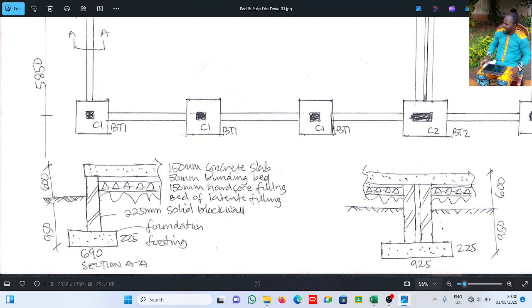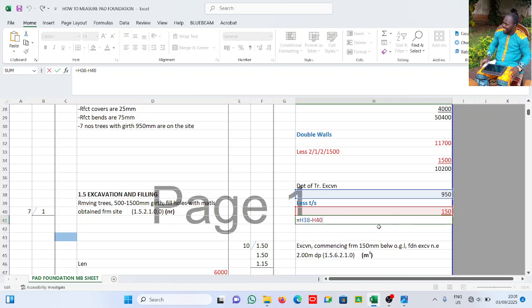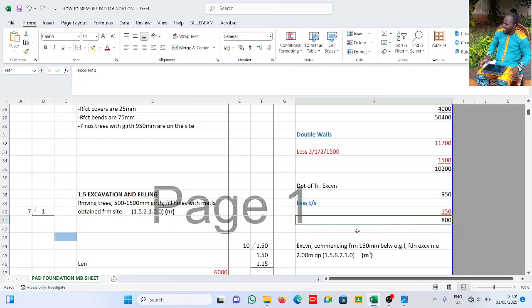The depth from this natural ground here down, the same thing is applicable here. And also remember, we have removed topsoil, so we need to remove topsoil also. That gives us here 800.